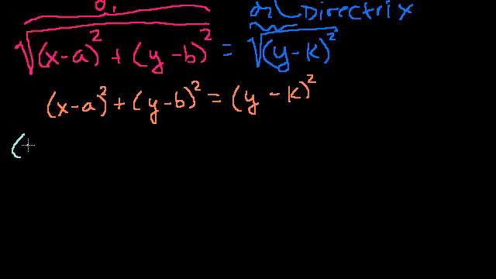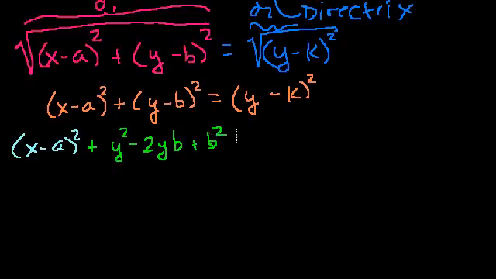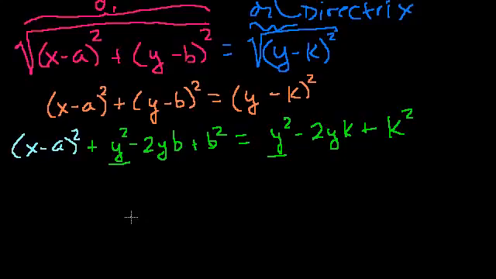So this is x minus a squared, and then let me actually expand these two binomials. So plus y squared minus 2yb plus b squared is equal to y squared minus 2yk plus k squared. And what can we do to simplify this? Well, we have a y squared here, and a y squared on the right-hand side, so we can subtract y squared from both sides of the equation. They cancel out, and we got rid of the y squared. So all of a sudden, this is starting to look a lot more like a parabola, because this is now an equation that relates y's to an x squared.